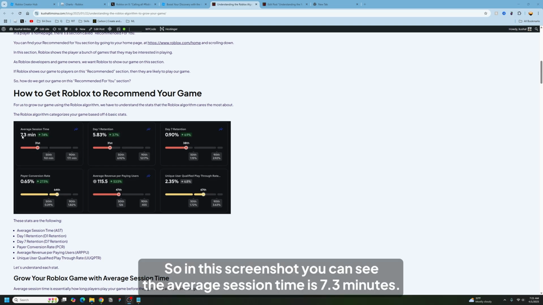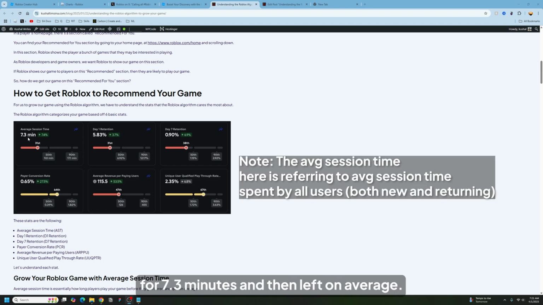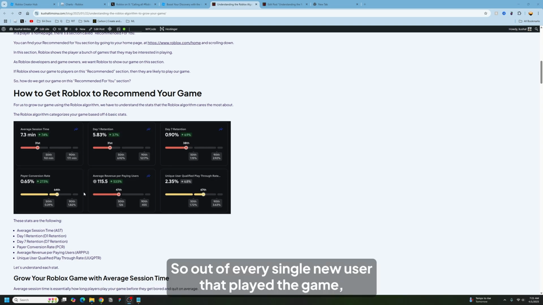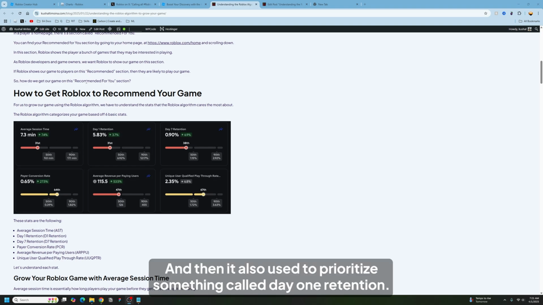So in this screenshot, you can see the average session time is 7.3 minutes. That means a new user saw my game, clicked my game, played my game for 7.3 minutes, and then left on average. So out of every single new user that played the game, this is what happened on average. And then it also used to prioritize something called day 1 retention.